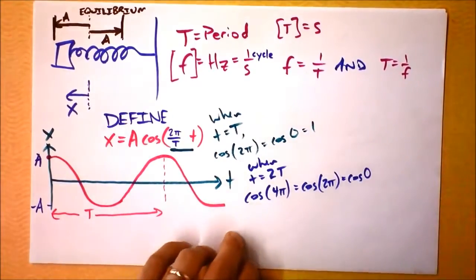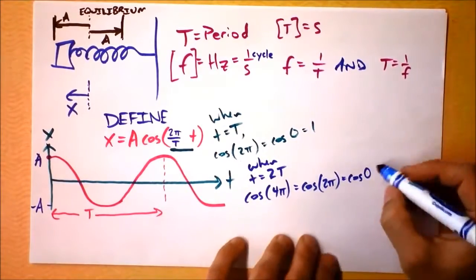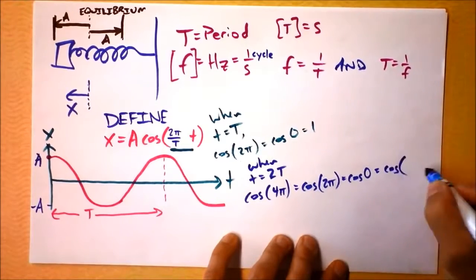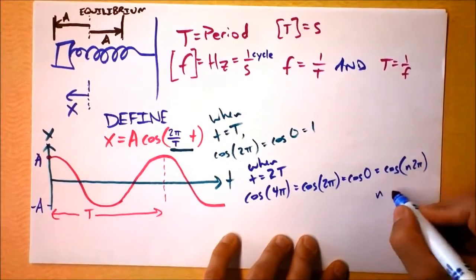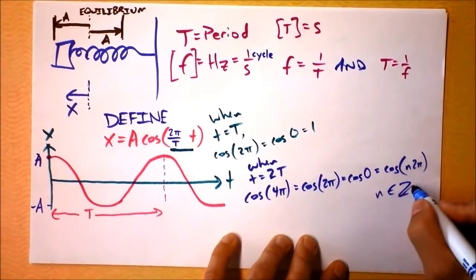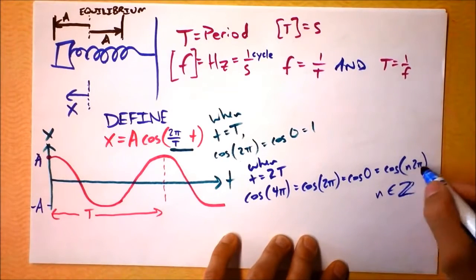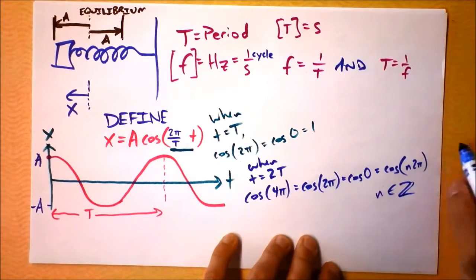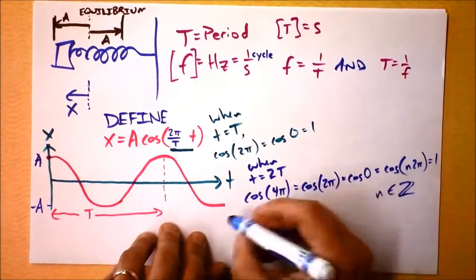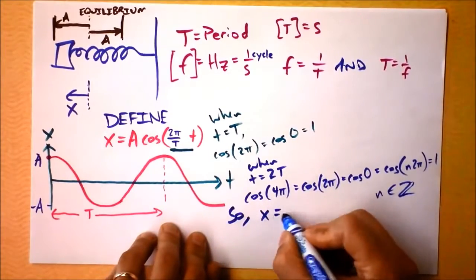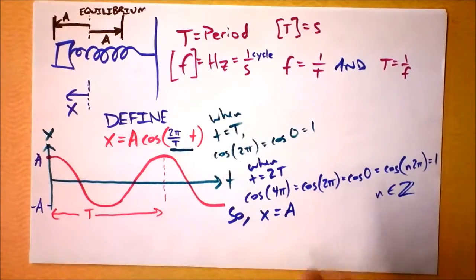Cosine is this wonderfully repetitive function, so we could say, actually, the cosine of n times 2 pi, where n is any integer, we could have n be any of this set of integers, but as long as we've got an integer number of 2 pi's, we're going to have that cosine equal to 1, which means the position, so we can say the position is A, every time a period finishes up. I hope that's all right with you.